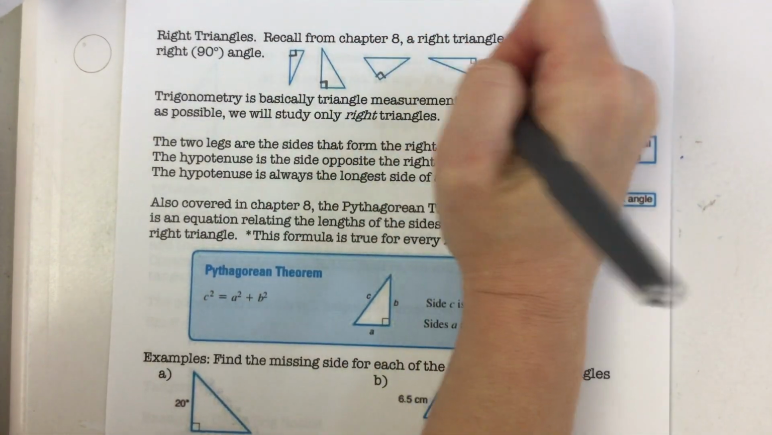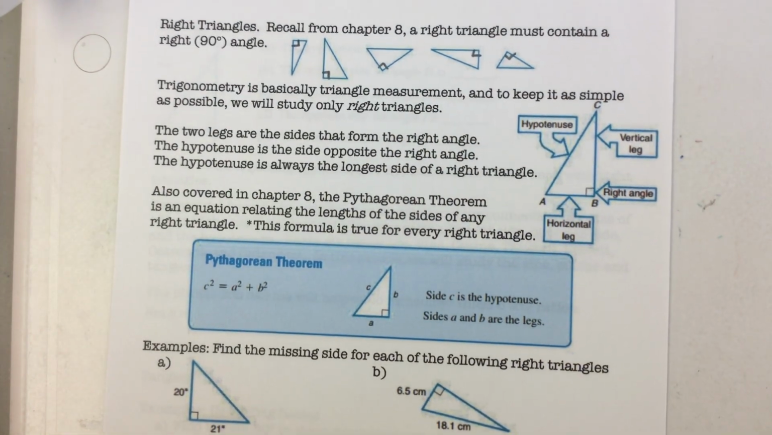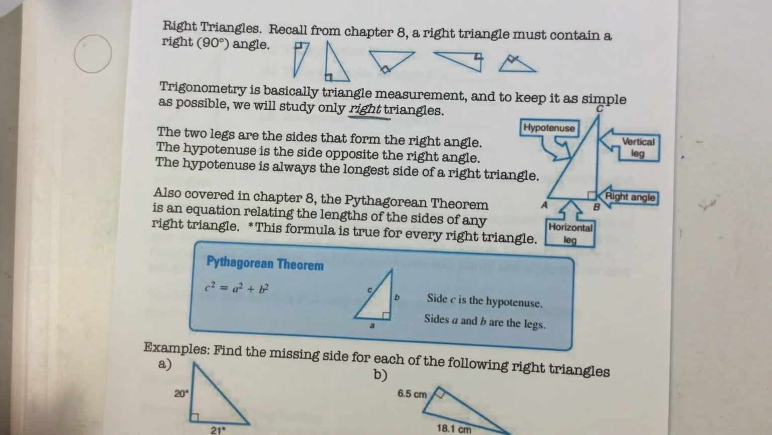So all of these are examples of right triangles because this has a right angle. This has a right angle. This has a right angle. And again, notice they always mark that off for you just so you know where the 90-degree angle is. Trigonometry is basically triangle measurements. And to keep it simple as possible, we are going to study right triangles.